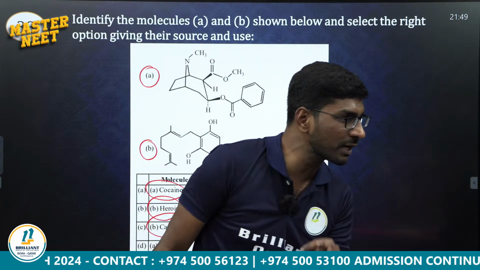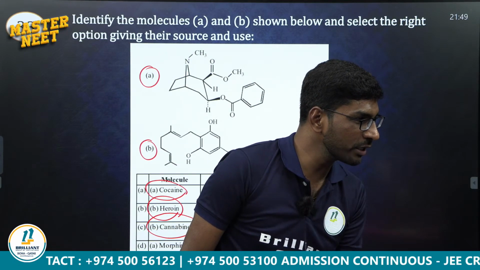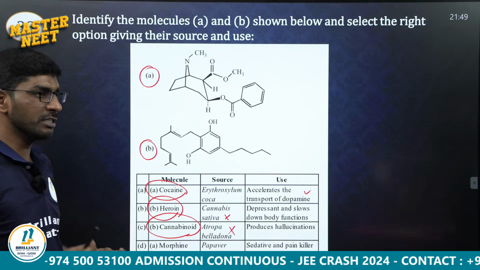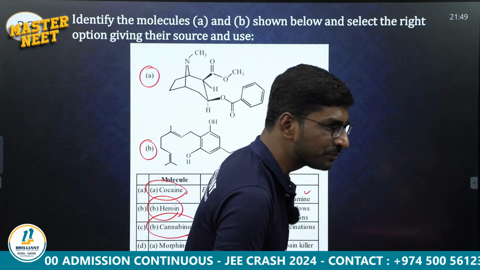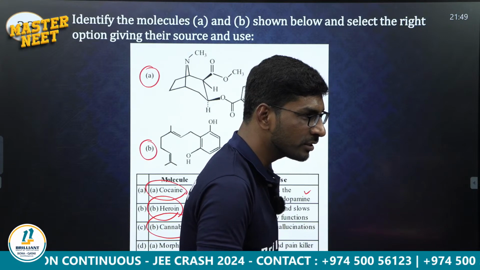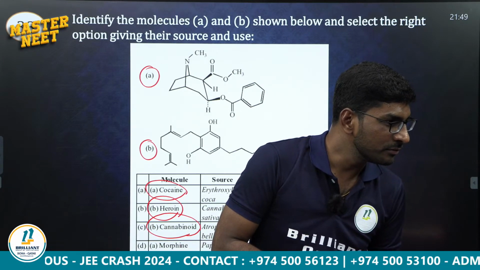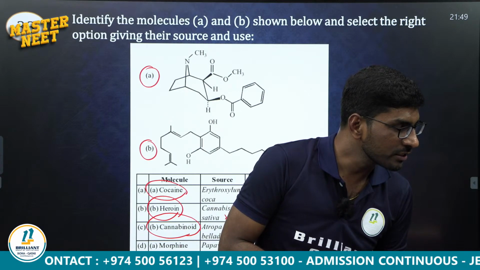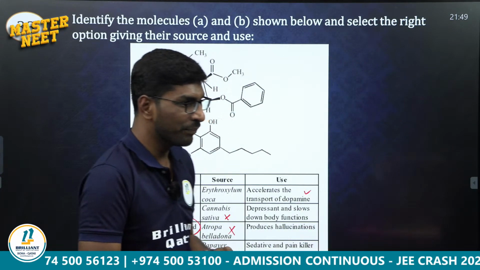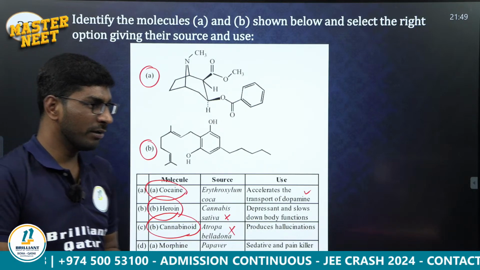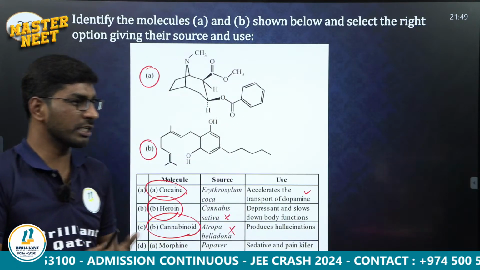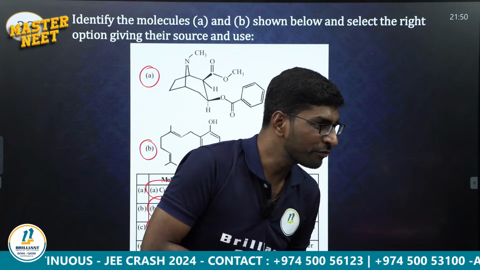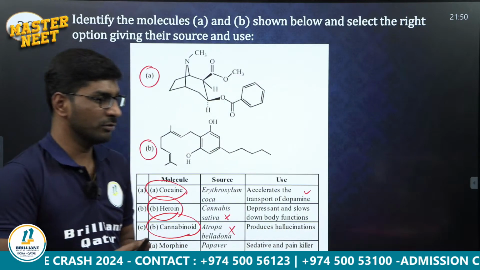So, what must be the correct answer of this question? A, B, C, D. Come on, fast. A. A is morphine. Next. A. Okay, sir. Next. Everyone is saying A. What is the correct answer of this one? They are commenting A. Morphine, okay, so that means, yes, good.